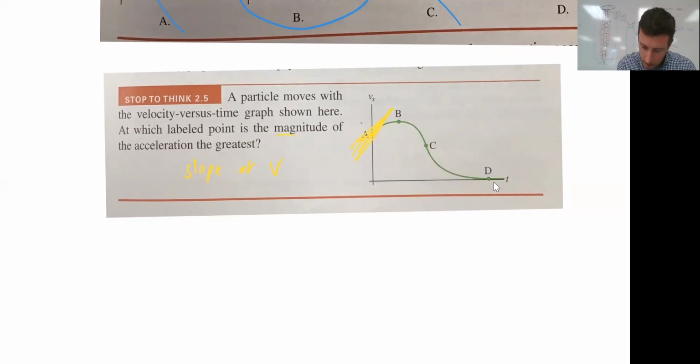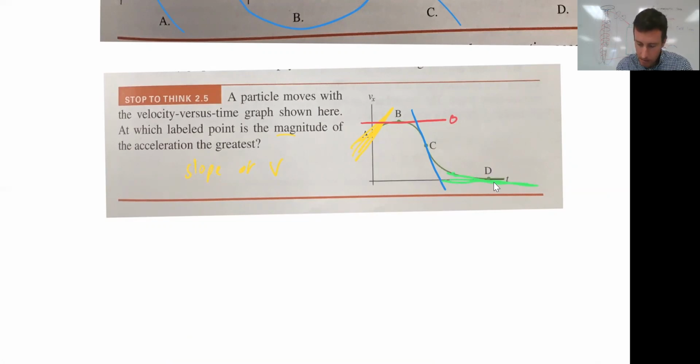B is pretty much flat. C is going to be like that. And D is going to be really, really gentle, something like that. Probably even more gentle like that. Okay, so which one has the greatest slope? Well, it's definitely not B. That one has a slope of 0. D has a very low slope.